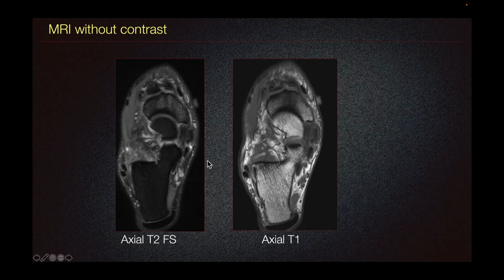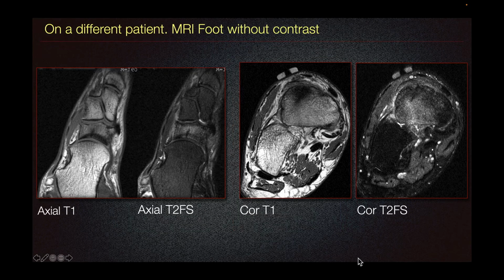As we can see on the MRI of this patient, we have our navicular with edema and some central hypointensity, both seen on our T2 and our T1, compatible with stress fracture. On a different patient, here MRI foot without contrast, again we can see the edema signal in the navicular here with some linear hypointensity or dark band centrally, consistent with the stress fracture.